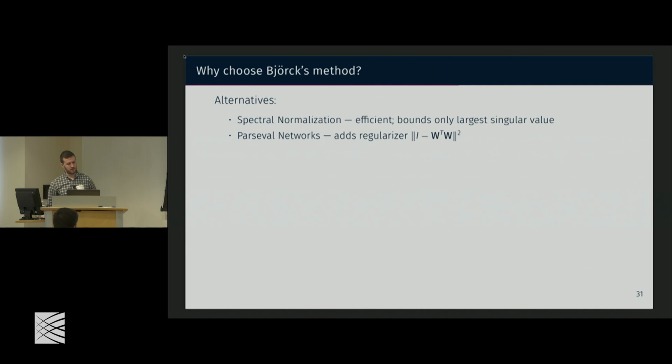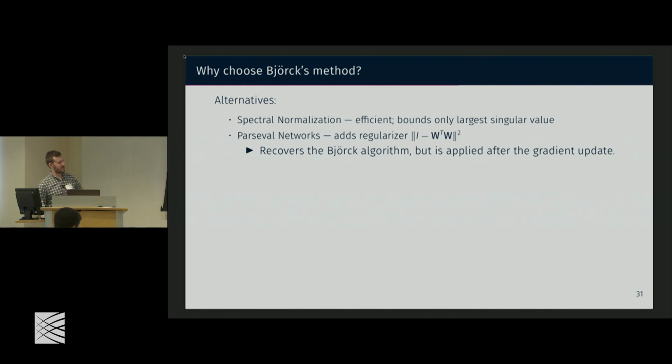Another approach from Cisse and others is named parsable networks. Here they add a regularization term to the objective, which seems like a pretty natural thing to do. We can just add an extra term that penalizes our weight matrices such that W transpose W is close to the identity, or they're orthogonal. It turns out this recovers the Bjork algorithm I showed before with an extra degree of freedom I won't carefully specify. But taking the gradient of this thing is essentially the same.